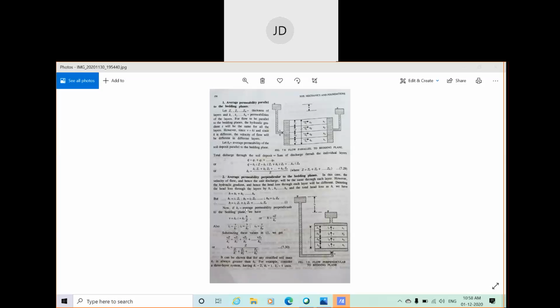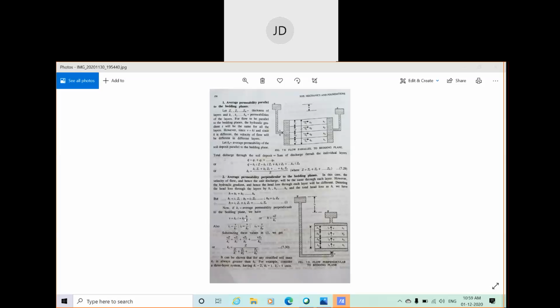So consider Kz, the average permeability perpendicular to the bedding plane. Suppose this direction is represented by Z, so the coefficient of permeability in this direction is represented by Kz. Since V, that is the velocity of flow of water through each layer, is constant, as per Darcy's law V is equal to what? K into I. V is equal to Ki, isn't it? So V can be written as Kz into I, where I is the hydraulic gradient and Kz is the average permeability.